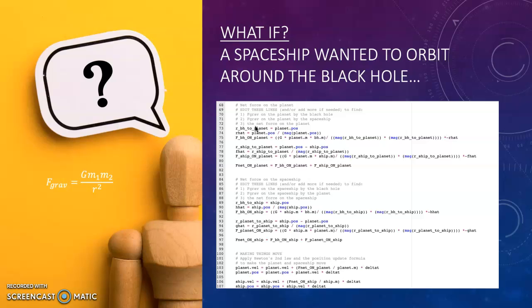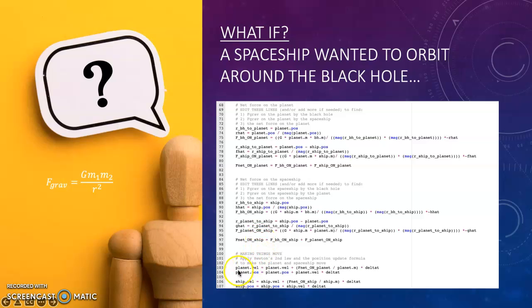So by using the gravity force equation on the left, gravity constant times mass 1 and mass 2 over the distance squared, we use this equation to find the net force on the planet from the black hole and the net force on the planet from the ship. Adding these together gives you the net force of the planet. In turn, I did the same thing for the ship, finding the black hole's force on the ship and the planet's force on the ship, which adding these together gives us the total force on the ship.